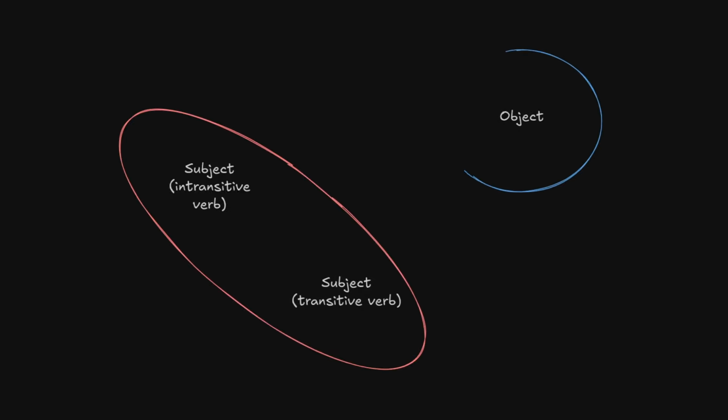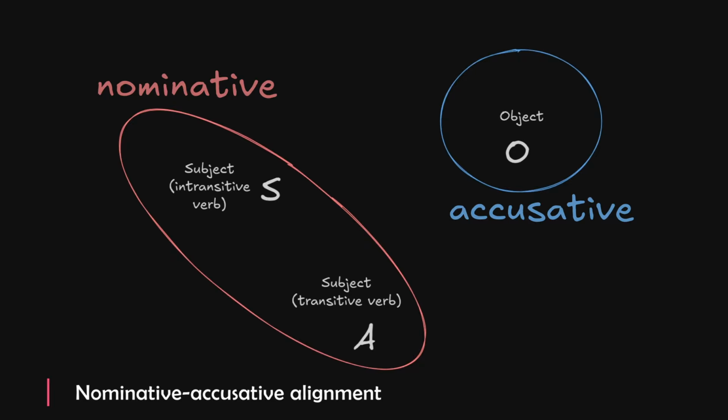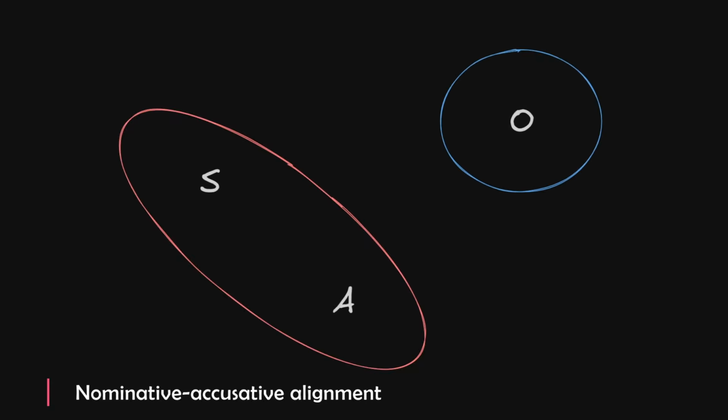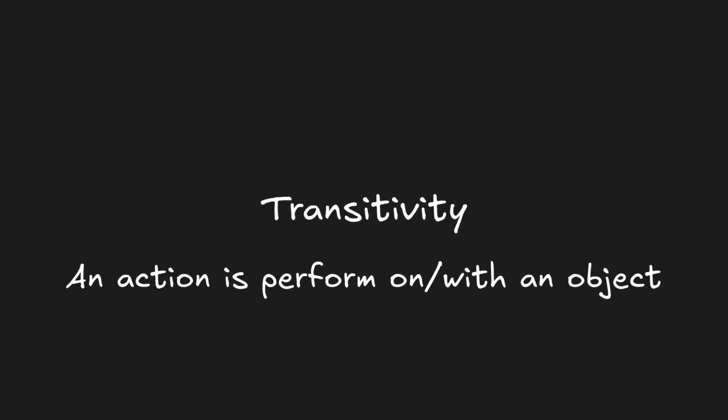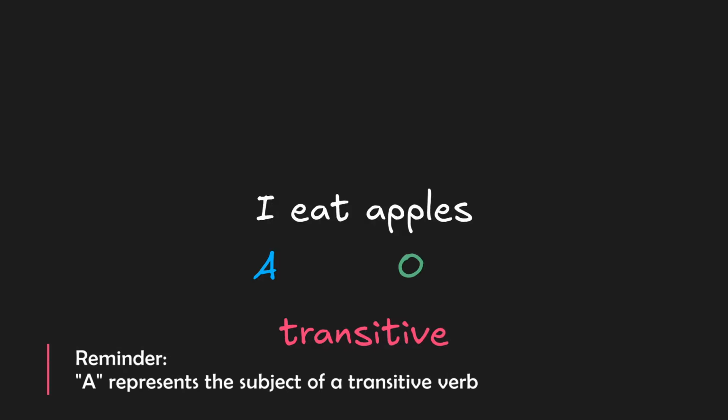By the way, when talking about morphosyntactic alignments in linguistics, you'll likely see the letter S to represent the subject of an intransitive verb, the letter A for the subject of a transitive verb, A for agent, and O for object. And here's the last definition for this video, transitivity. For a verb, we talk about transitivity if there is an object in the sentence. Let's look at our example from earlier. I eat apples. In this case, eat is a transitive verb, meaning there is a subject and an object that are associated with the action.